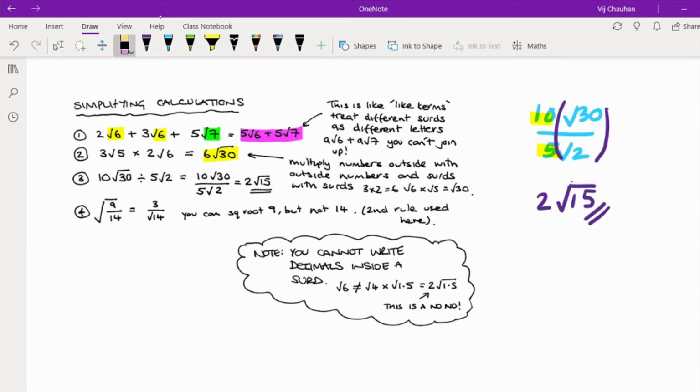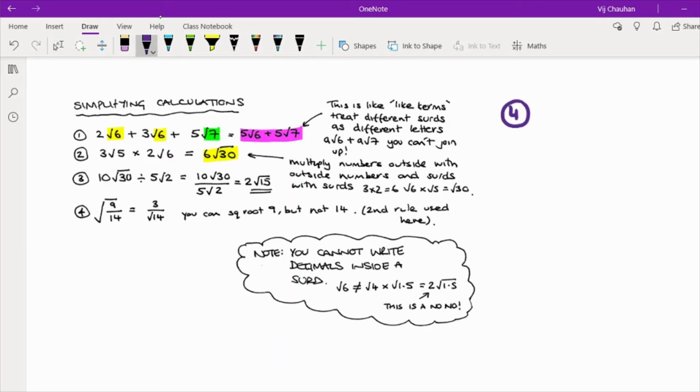So here, what you should probably notice if you get these questions is that one of them you will be able to simplify, or one of them would be a square number, which in this case is 9. So with number 4, we've got the square root of 9 over 14, and using the second rule of surds, we've got root 9 over square root 14. I can simplify root 9, which is 3. I can't simplify root 14, so I just leave it as root 14, and there is my final answer.